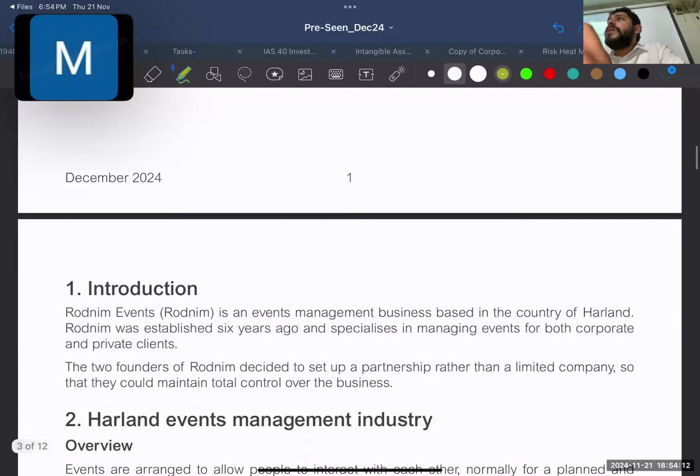Why am I making these pointers? So that at the end of this session, I'll be sharing this handout of the pointers. Once you are reading this pre-seen, you should have some pointers. Now this is something that was highlighted by sir. This is something that is already known. This is very important information.